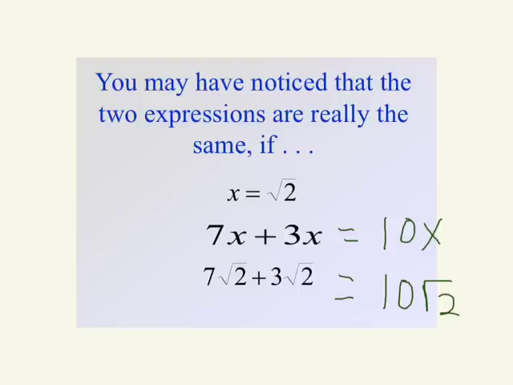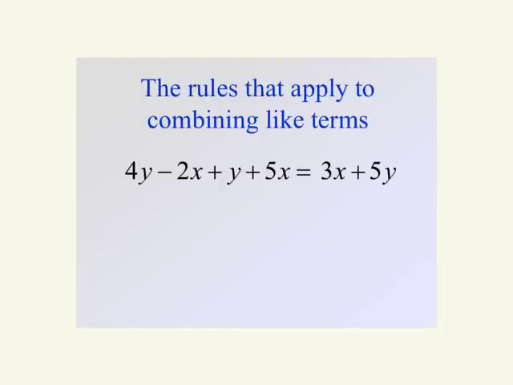So as you can see, combining like radicals is very similar to combining like terms with addition and subtraction. So the key point we're trying to make here in the lesson is that the rules that apply to combining like terms also apply to combining like radicals. You add or subtract the coefficient, you leave the variable, or in our case today, the radical, the same.